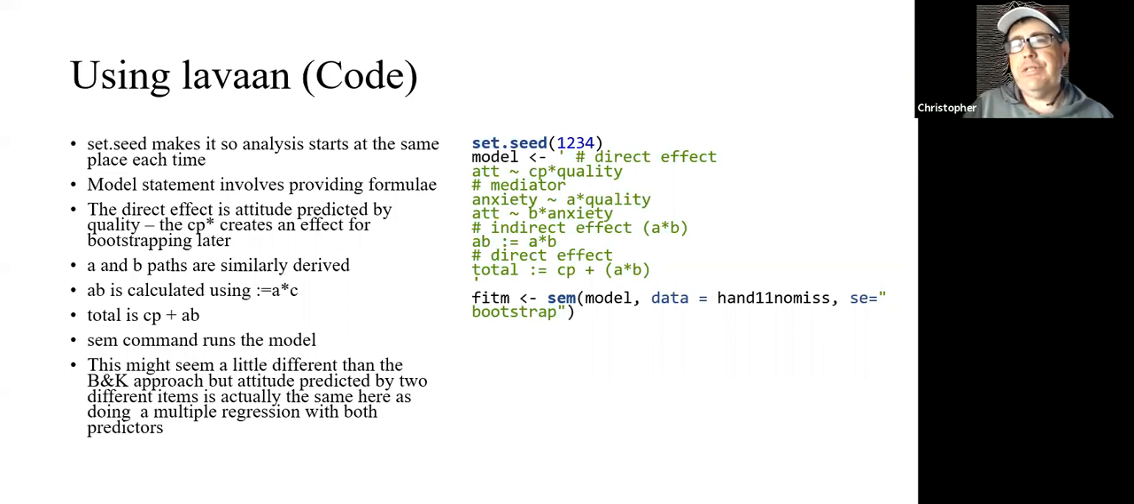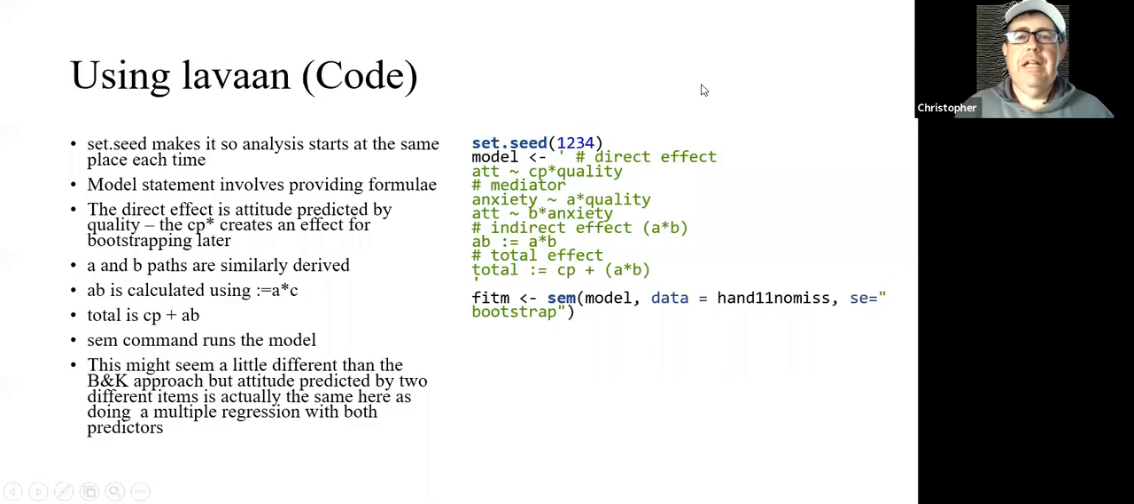So what that is going to do is take that path and save it for us, and it's going to give us some output related to the A path. I did that with the B path, attitude predicted by anxiety. And then the indirect effect is just calculated using this format, AB colon equals A times B, and that's going to create the indirect effect. And then the total effect, I'm sorry, the direct effect, I'm sorry, this is labeled the direct effect, but it should be labeled the total effect.